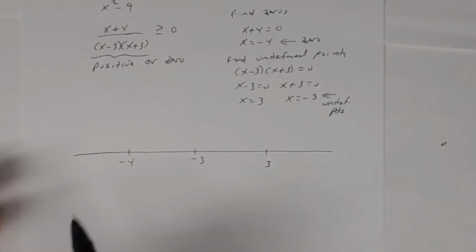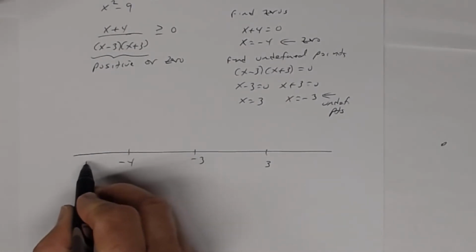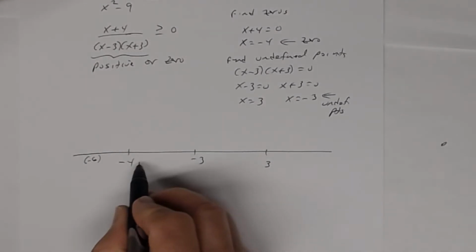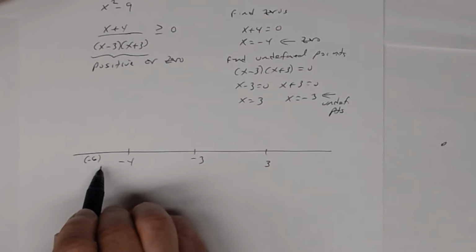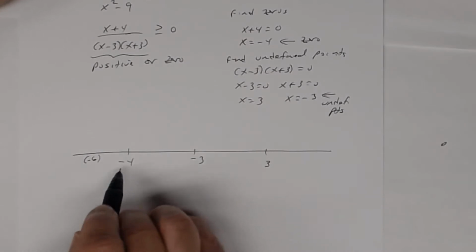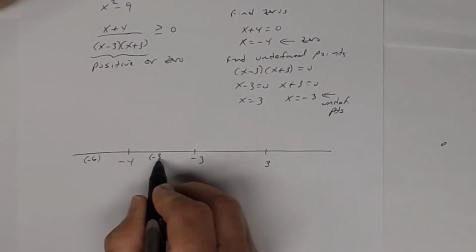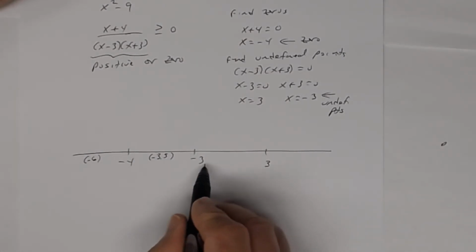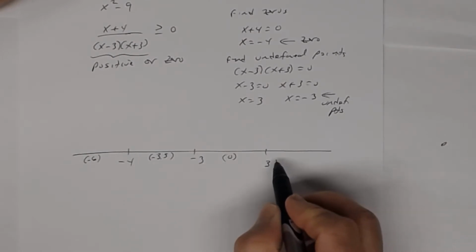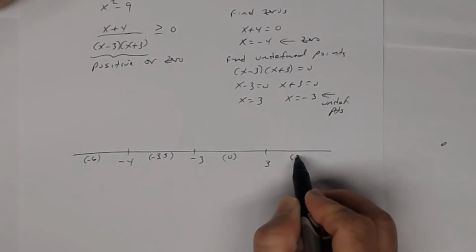All right, so the test points, let's go ahead and choose a test point -6 here. Now, it's always nice to use integers, but sometimes you cannot. So we're going to have to use a decimal. There is no integer between -4 and -3, so let's choose -3.5. And then from -3 to 3, we're going to use 0. 0 is always a nice one to use. And then from 3 to infinity, let's use 5.